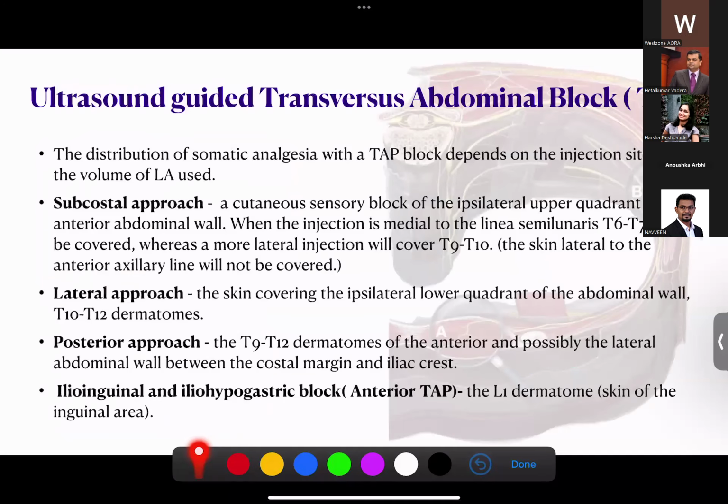Now we come towards ultrasound guided TAB blocks. The distribution of somatic analgesia with TAB block depends on the injection site and the volume of the local anesthetic used. There are four approaches: the subcostal approach, the lateral or the mid-axillary approach, the posterior approach, which is no longer considered now, and the ilioinguinal and iliohypogastric block or the anterior TAB block.